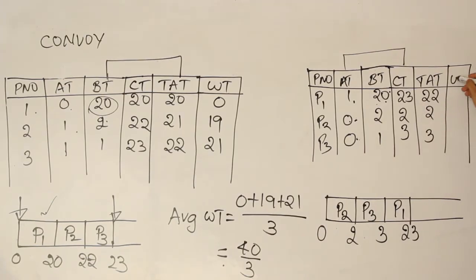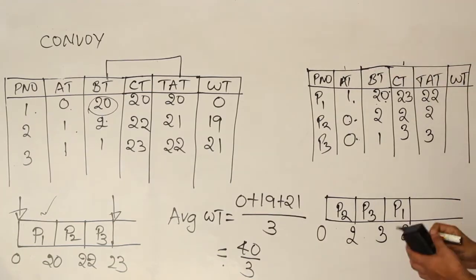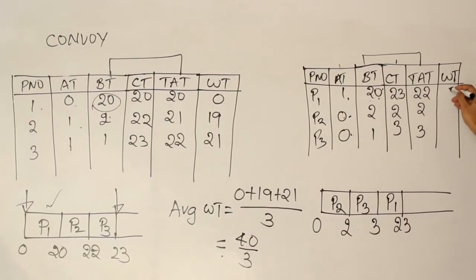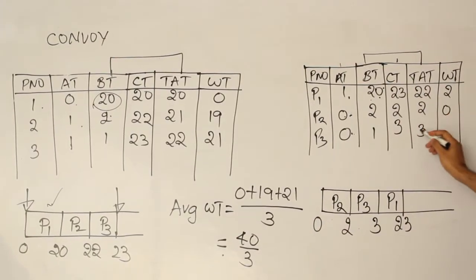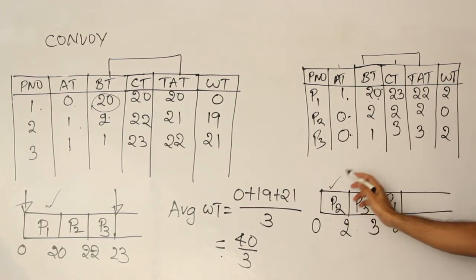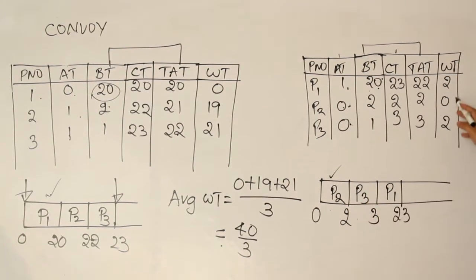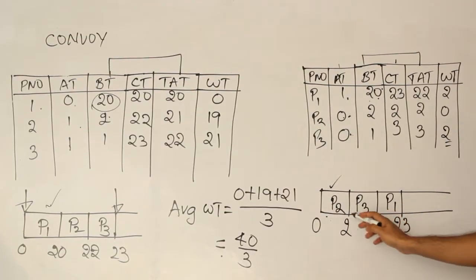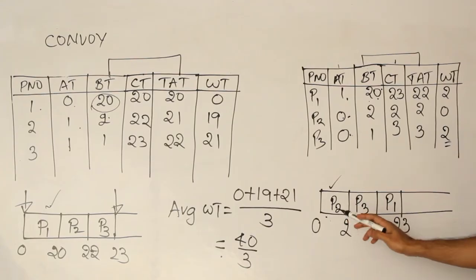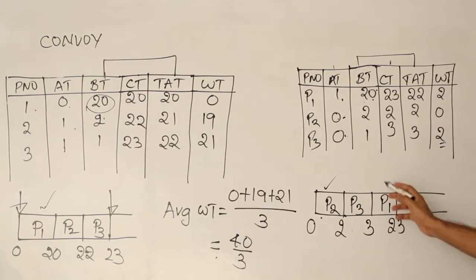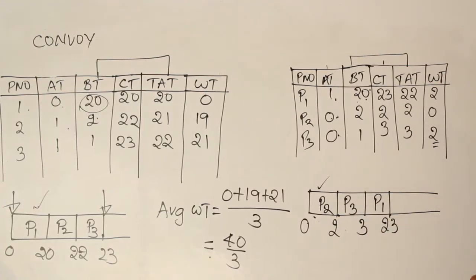And then what is the waiting time? Waiting time is turnaround time minus burst time, which means these two, right? Then what do we get? 22 minus 20 is 2 here, 0 here, and 2 here, right? The waiting time for P2 is 0 because it got scheduled immediately, and the waiting time for P3 is 2 because it arrived at 0 but got scheduled at 2, and the waiting time for P1 is 2 because it arrived at 1 and got scheduled at 3, right?